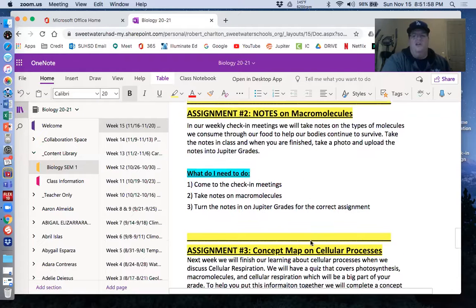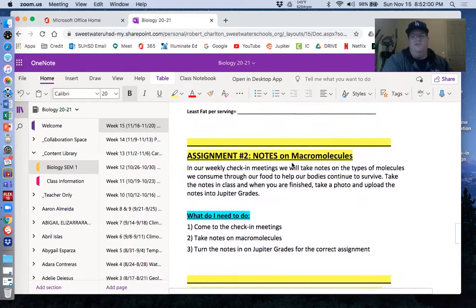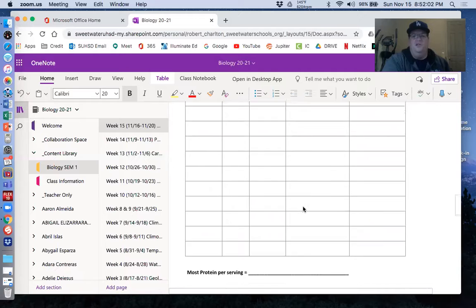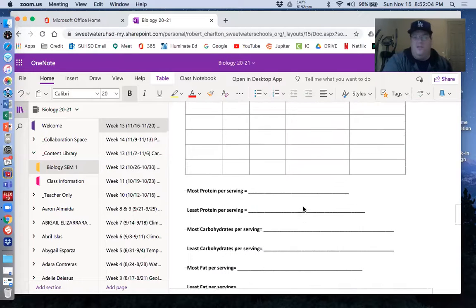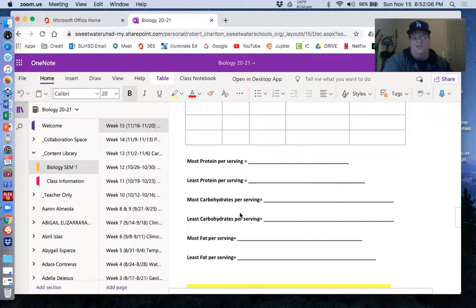So start the concept map, but what 2 assignments you have this week are the notes and this chart. Oh, I forgot to mention, at the bottom of the charts, there's some questions based on all of the 16 items. You say, which item has the most per serving? Which item has the least protein? Which one has the most carbohydrates per serving? Which one has the least carbohydrates?